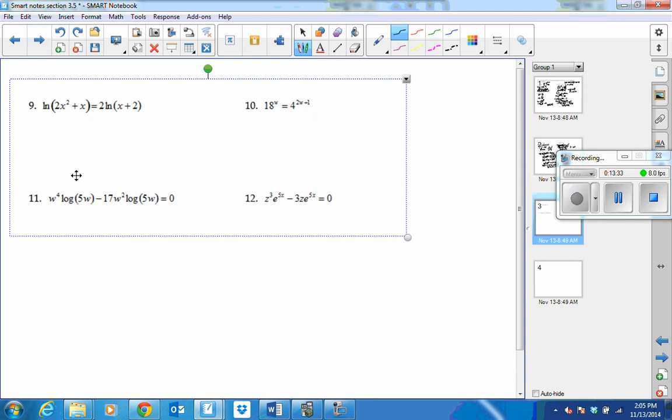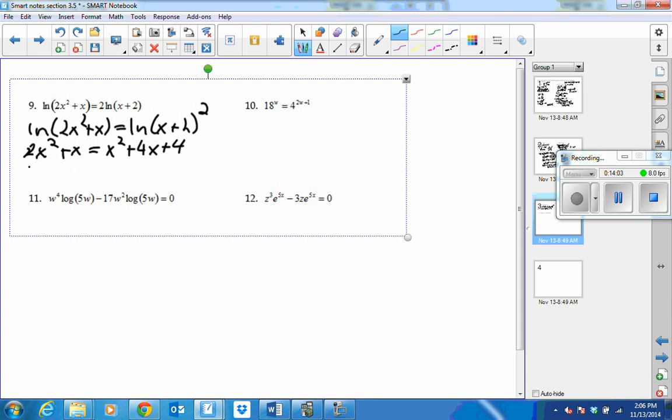Okay, number 9, we get that the log of 2x squared plus x equals the log of x plus 2 squared. So we're going to set our powers equal to each other. So we're going to say 2x squared plus x equals, now if I square that out, we're going to get x squared plus 4x plus 4.